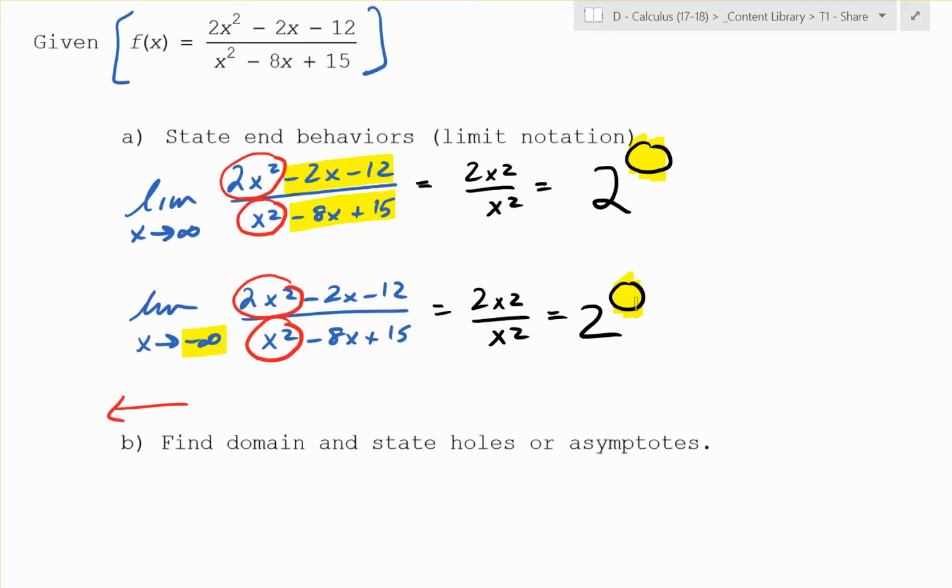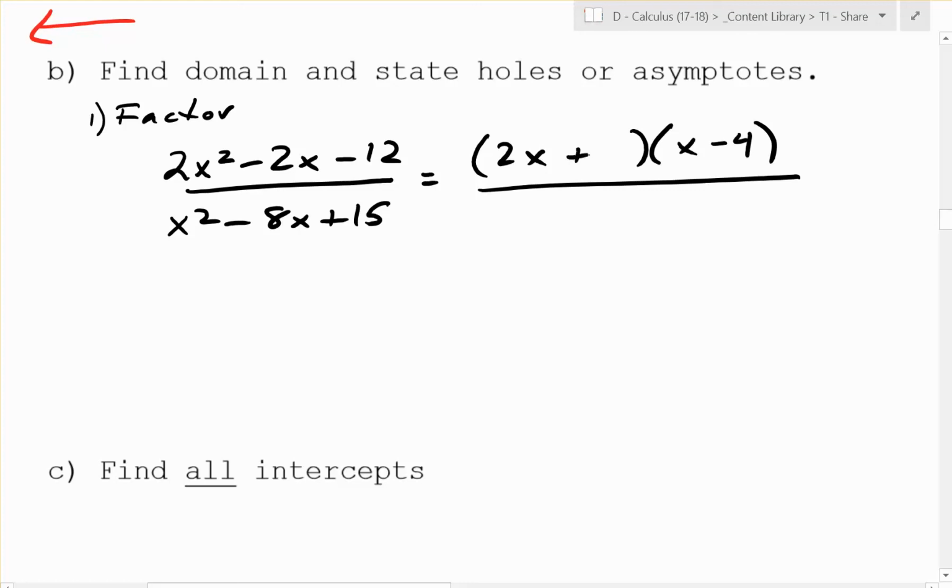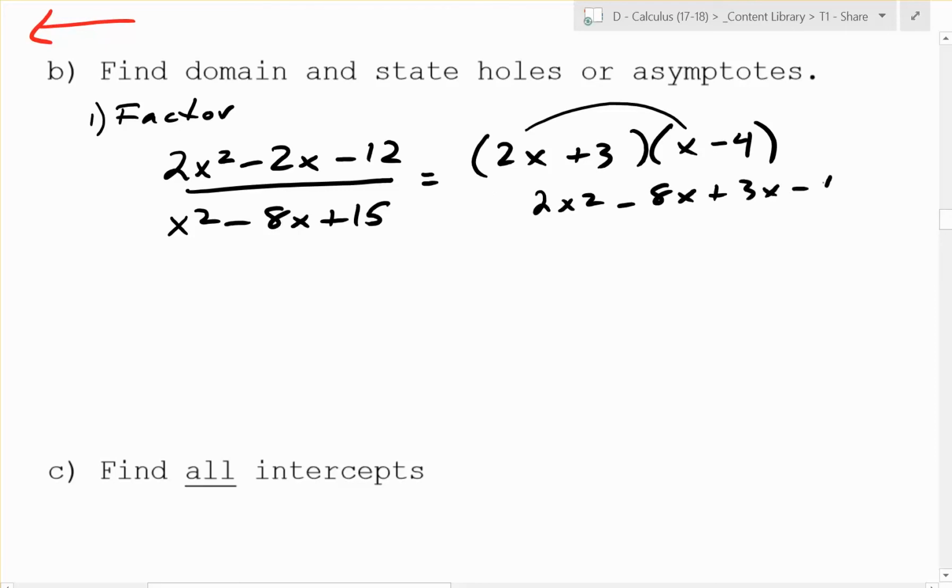So let's find the domain and state holes or asymptotes. So remember, to find the domain, the first thing we have to do is factor. So the factored form, we're trying to factor this. The top is a little tricky because it has a leading coefficient of 2. But let's try to factor it. We can test it a little bit here. Let's try, how about, I don't know, -4 and +3. Let's see if that works. So if we test that out, you end up with 2x squared minus 8x plus 3x minus 12. Well, we have the minus 12, but when you add these together, you get -5x.